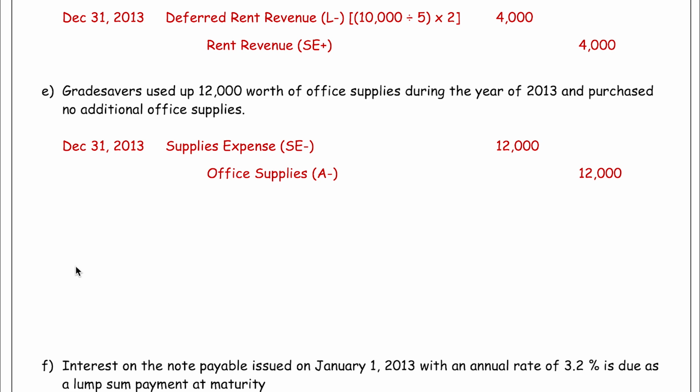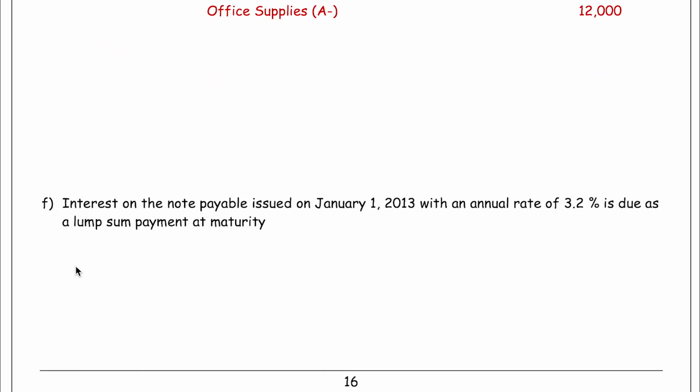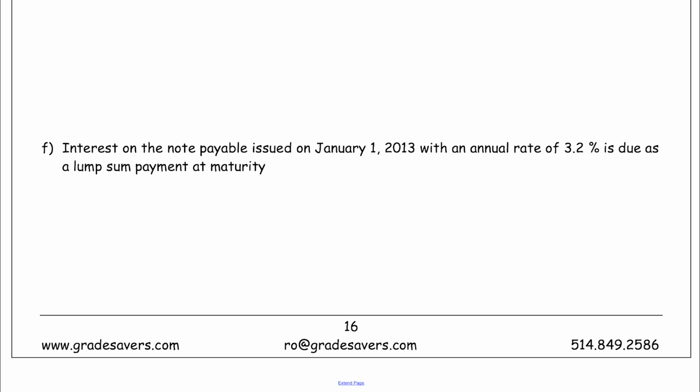At this point, I tempt you guys to look lower down. Let's have a look at required F. Here it says, interest on the note payable issued on January 1st, 2013, with an annual rate of 3.2% is due as a lump sum at maturity. So here what we're trying to recognize is an accrued expense.